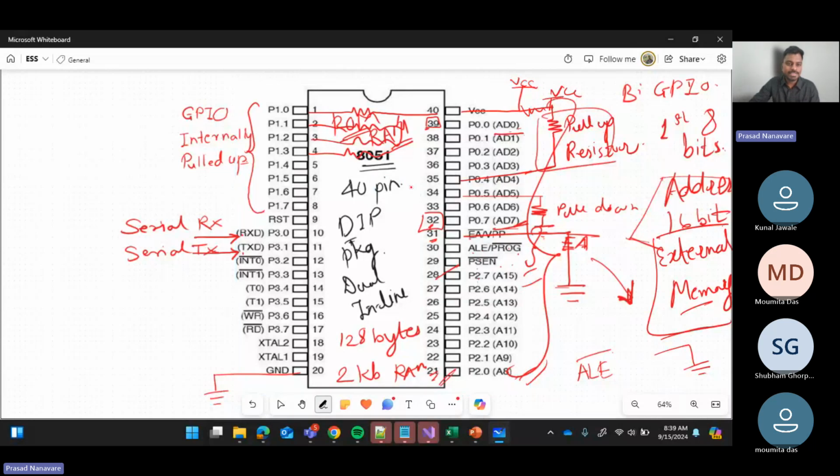So this is serial, did you understand? Now INT 0 and INT 1. INT 0 and INT 1. So it is also active low. Okay, interrupt 0 and interrupt 1 are active low. So by default it's connected to what? VCC. When there is an interrupt, it will be interrupted. Okay, so interrupt 0 and interrupt 1.